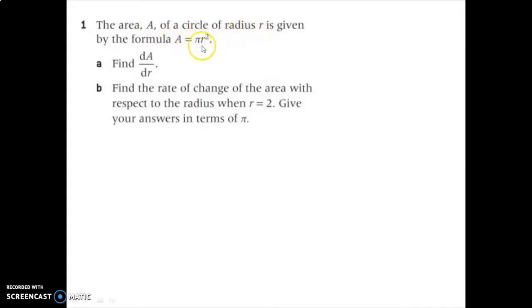We know that. That's the area of a circle formula. It says find dA/dr, so that means find the derivative of the area formula in terms of r. Okay, and then we see r there. So find the derivative. What's the derivative of this? Okay, derivative is 2 pi r, because the 2 drops in front, and then the power is reduced by 1, so we have r. There we go.